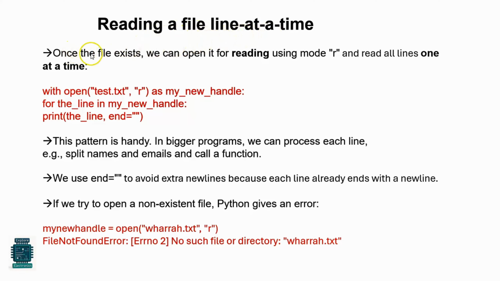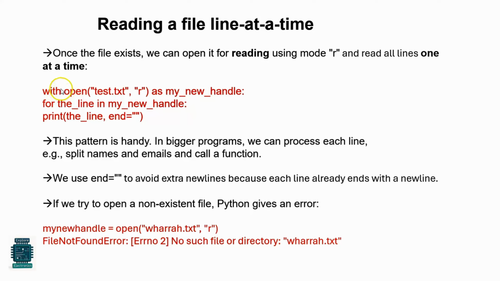Once the file exists, we can open it for reading using the mode R. If the file exists, we can open it and read by selecting the mode as R. To write, we have selected W. To read, we have to select R. And read all the lines one at a time. Let us see an example: with open test.txt R. R means we are reading here, as mynewhandle. For line in mynewhandle, print the line end.